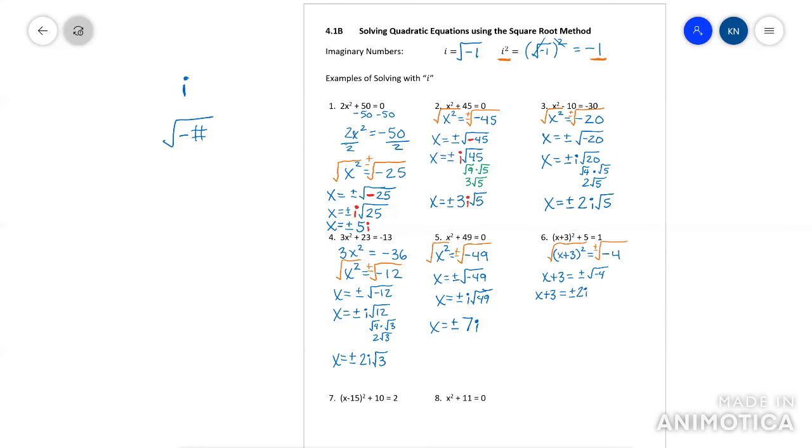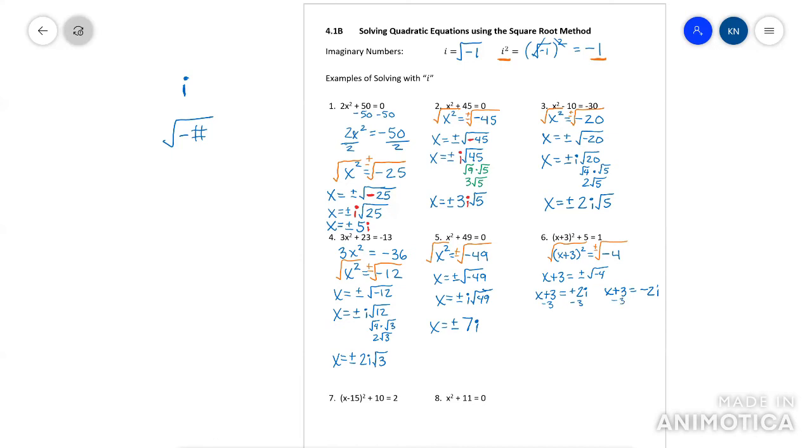So this plus minus means I'm going to have two answers. So this is where I'm going to write it twice. I'm going to write it once as positive 2i, and then I'm going to write it once as negative 2i. Then I'm going to subtract 3 from both.